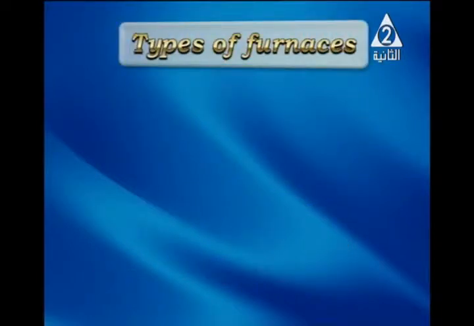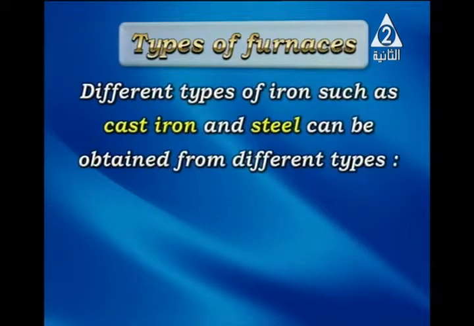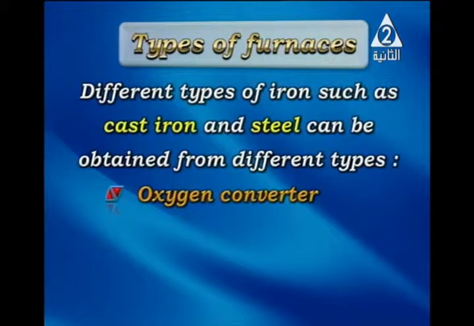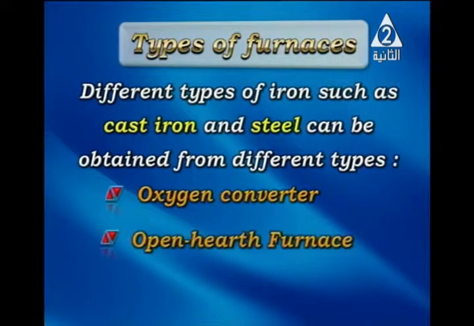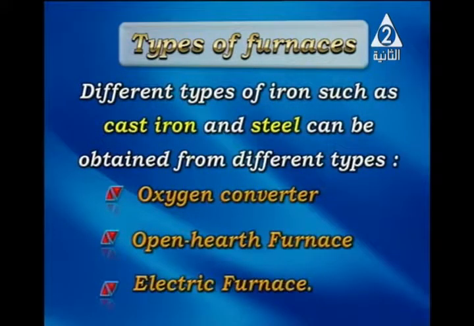We have 3 types of furnace in order to make the steel. These different types of iron, such as cast iron and steel, can be obtained from these different types of furnace, which are the oxygen converter, open hearth furnace, and electric furnace.